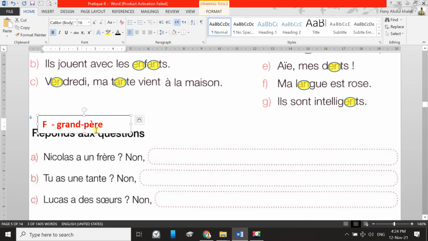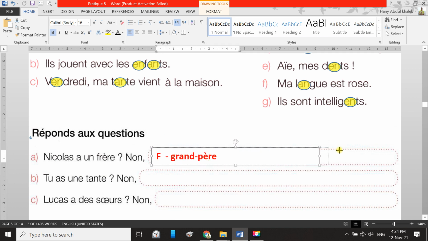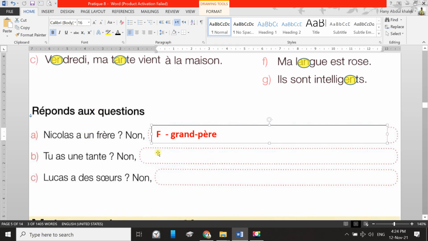Here, réponds aux questions. Answer these questions. Sure, here we need to say it with the negative form. Nicolas a un frère. Non, il n'a pas de frère. We can say Nicolas again or replace it with il. Il n'a pas de frère. Un will be de. He doesn't have any brother. The meaning of de here means any.